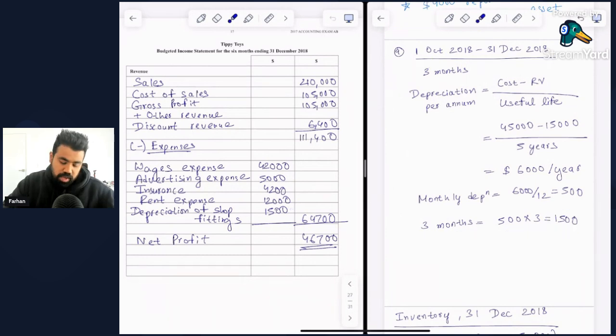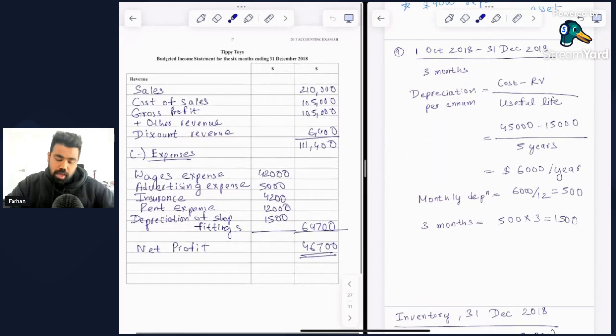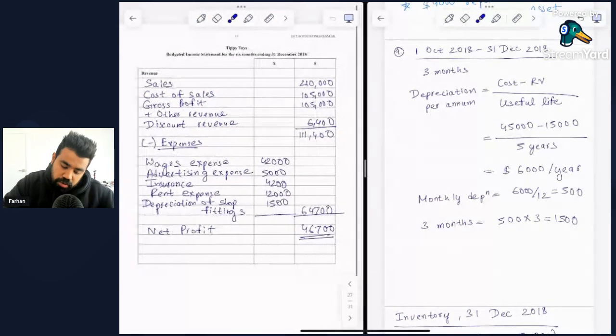And that's all the expenses that we've got. So you'd add all the expenses together, which is $64,700. So obviously you're going to subtract the total of expenses from the adjusted gross profit of $111,400. And then you arrive at $46,700, which is the net profit. All right? Okay. The next requirement of the question is to prepare the current assets section for the balance sheet.